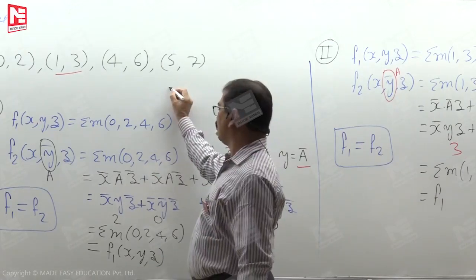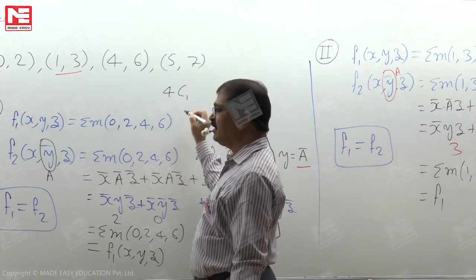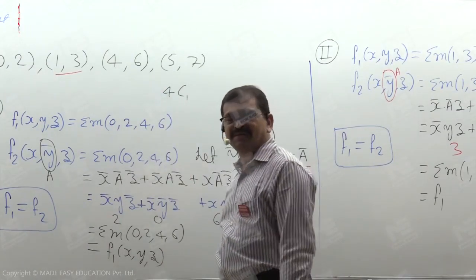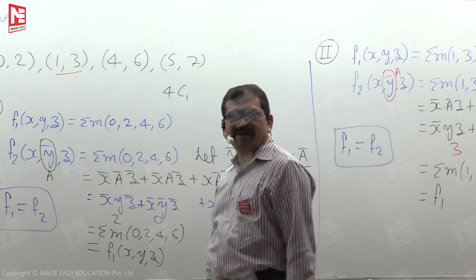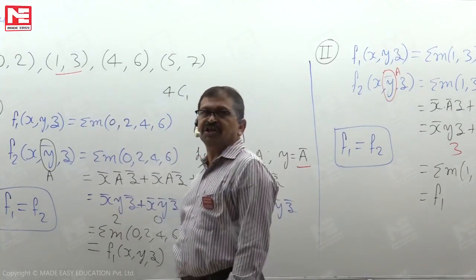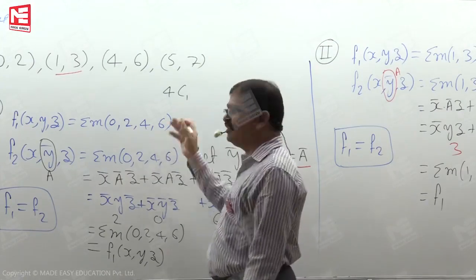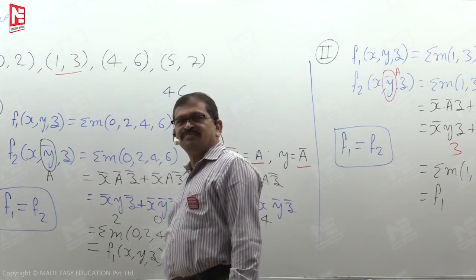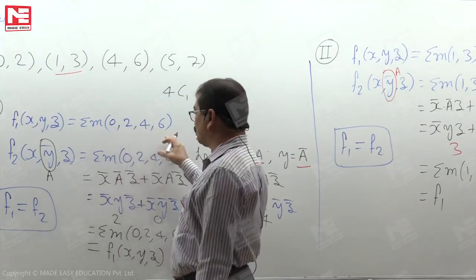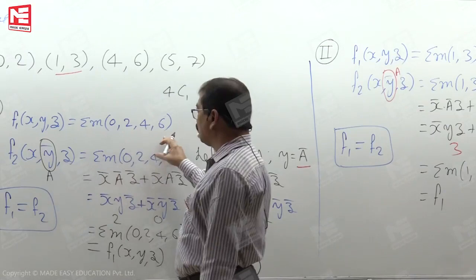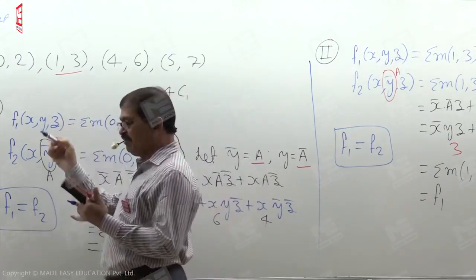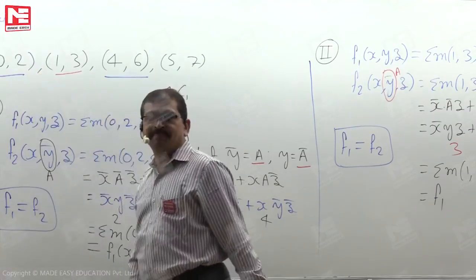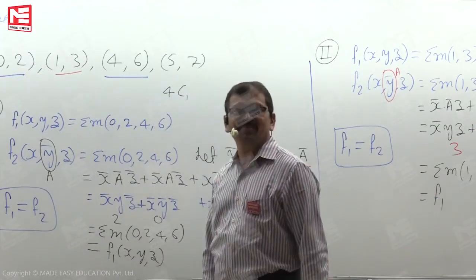Hence, in total, how many are possible? 4C1. Total 4 pairs, any one pair is the minterms. So how many functions are possible to satisfy this condition taking 2 minterms? Definitely it is 4C1. In the first case, the minterms are 0, 2, 4, 6. Once the minterms are 0, 2, 4, 6, we are using the first pair and the third pair.